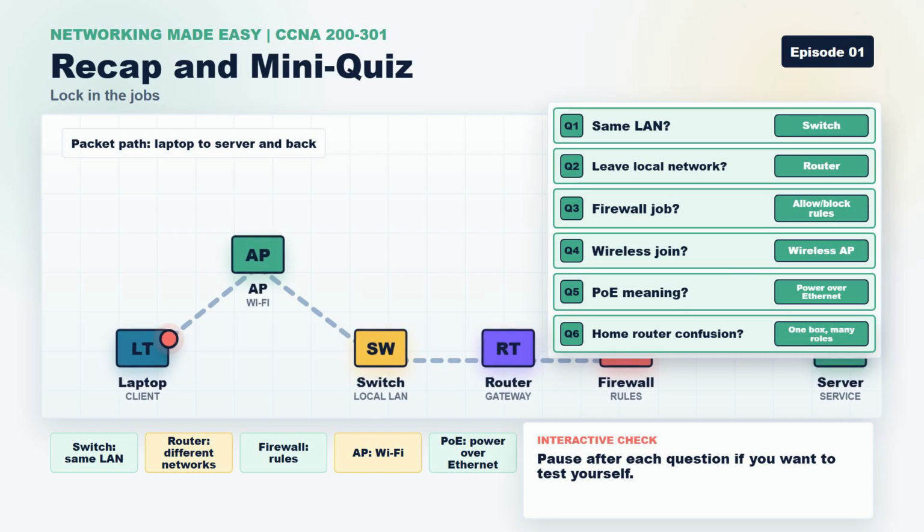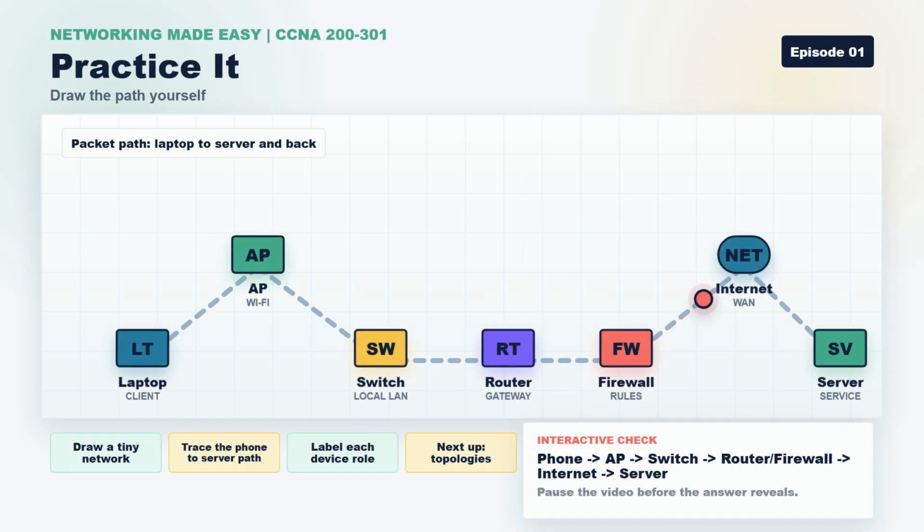For practice, draw a tiny network with a phone, laptop, access point, switch, router, firewall, internet cloud, and server. Then trace the path from the phone to the server. In the next video, we will arrange these devices into network topologies, which is where the shape of the network starts affecting cost, reliability, and performance.